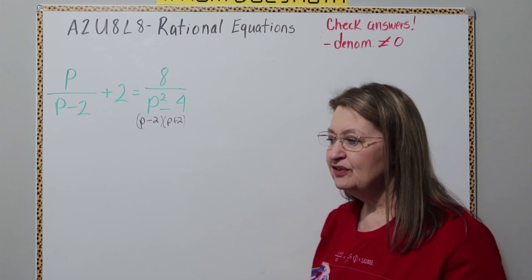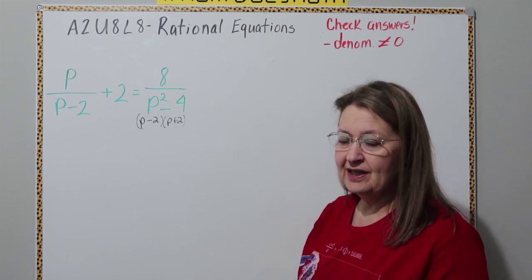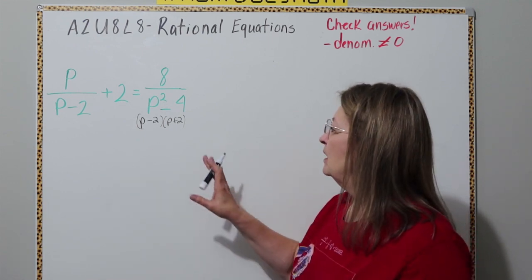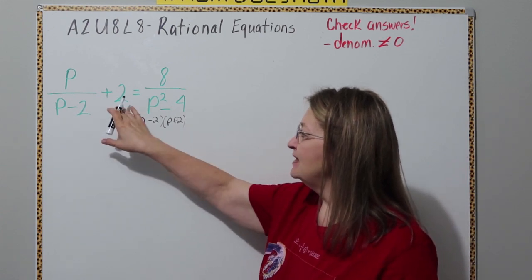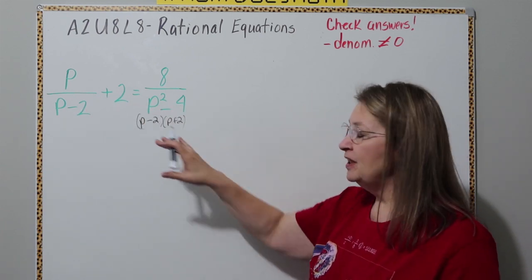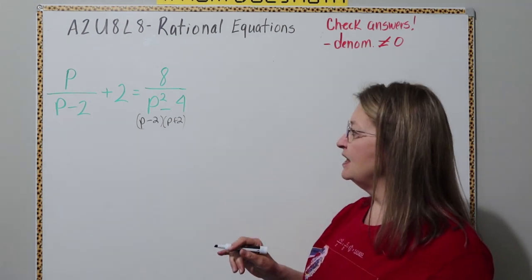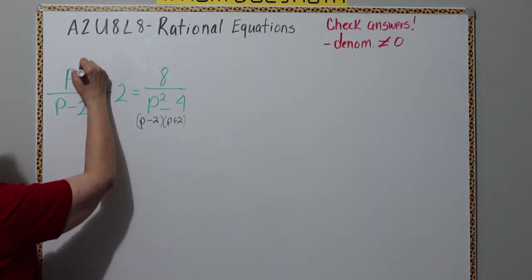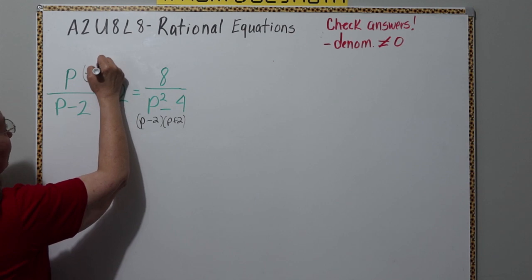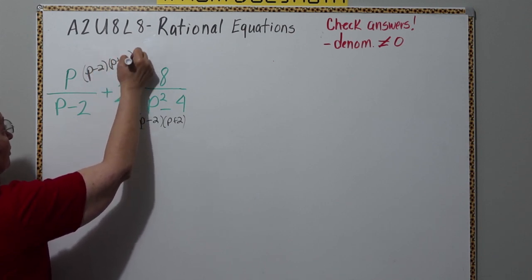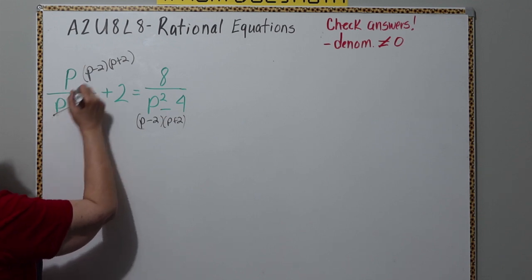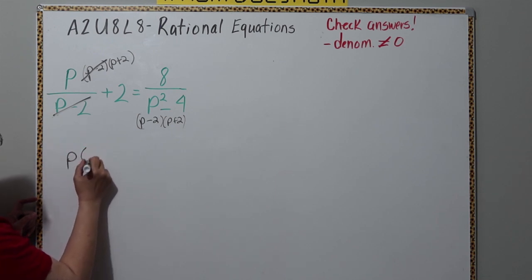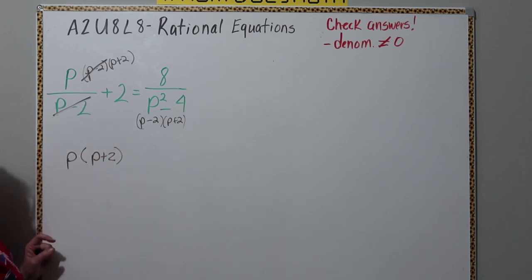So I can do something really quick here to get rid of all the fractions, and that is multiply by what would be a common denominator for all 3 of them. So that's what I'm going to do. I'm going to multiply every single term by p minus 2, p plus 2. Now let's just see what that's going to do to each term. So first I'm going to take p over p minus 2, and we're going to multiply that times p minus 2, p plus 2, and what happens here is these two things cancel out. So what I'm left with in my numerator is p times p plus 2.